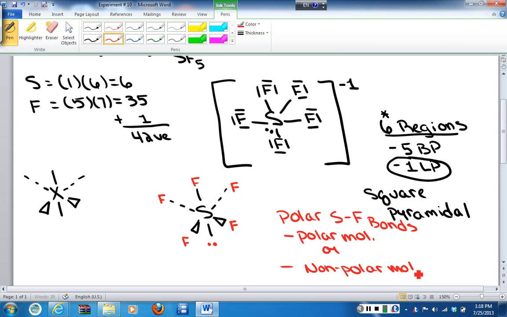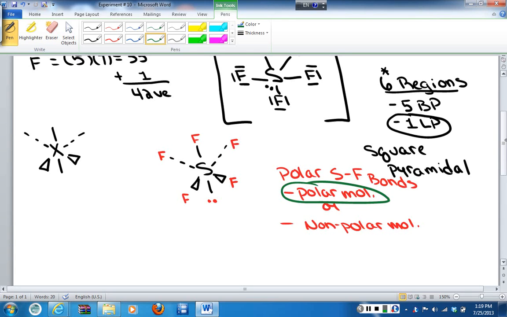So we have to look: do we have a net dipole moment or do we not? Therefore, we have to ask ourselves those questions. Do I have a lone pair bonded to the central atom? And because I do, I know that this molecule is automatically polar, meaning that there is indeed a net dipole moment.